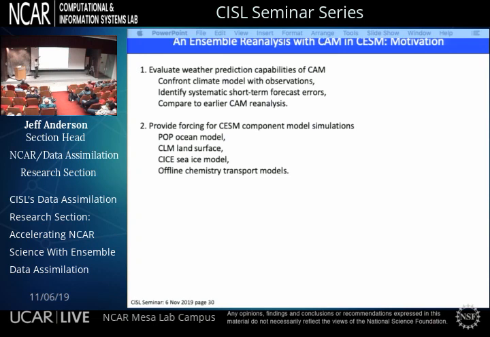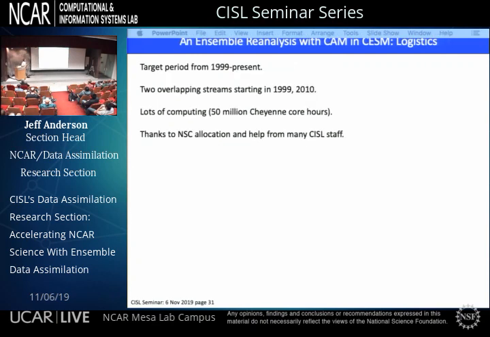And it turns out that having a variety of forcing from an ensemble reanalysis with CAM, for instance, is essential to allowing ensemble data assimilation in a variety of other models. So this particular thing right now, we are currently running this new reanalysis. It's going to go from 99 to the present. It's really, really expensive. It's really hard. So thanks to many people from CISL for helping us keep this running.